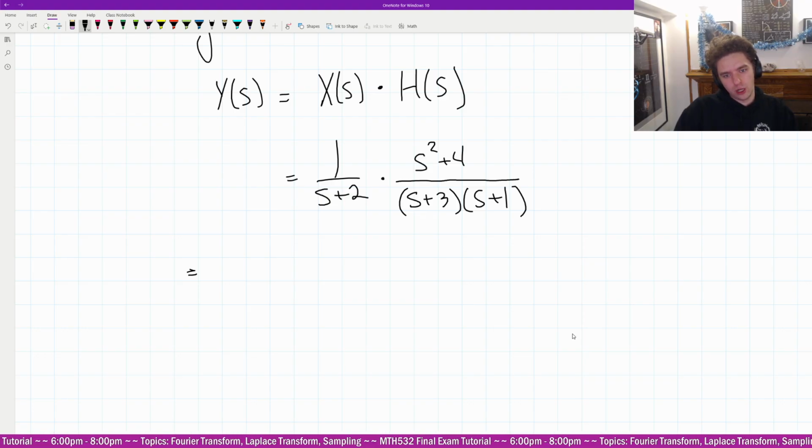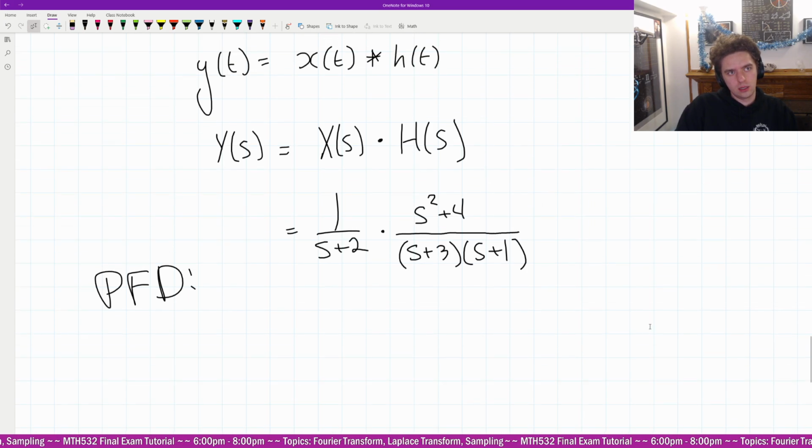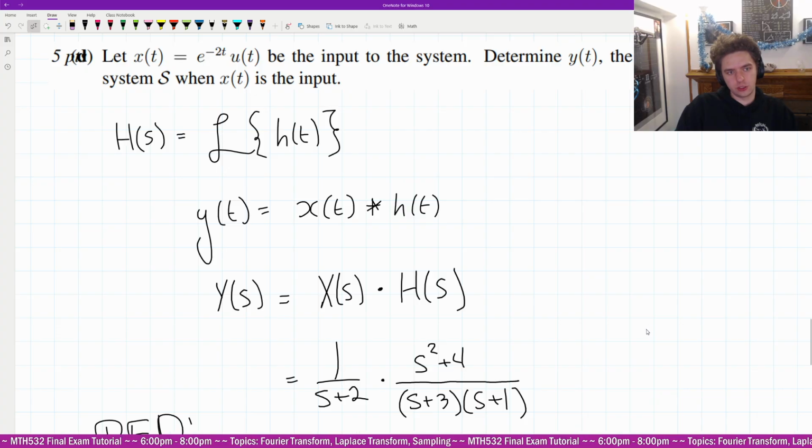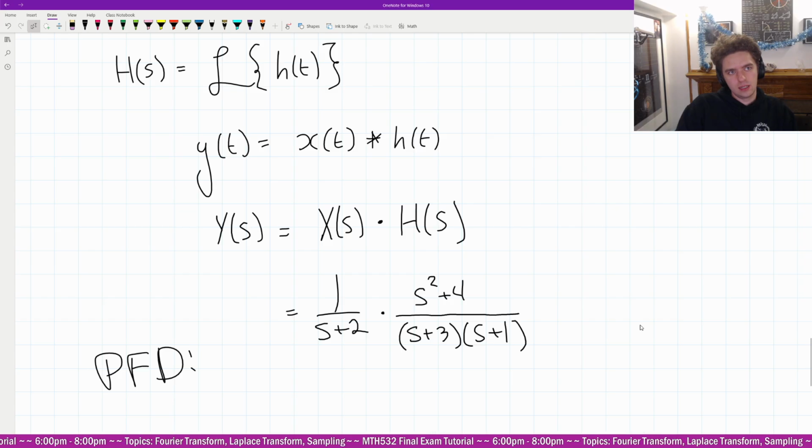So I want a partial fractions decomposition. H equals Y over X. That's true. Another way of saying that is Y is X of s times H. This is just converting to doing the Laplace transform.